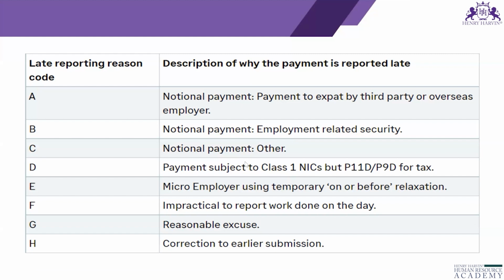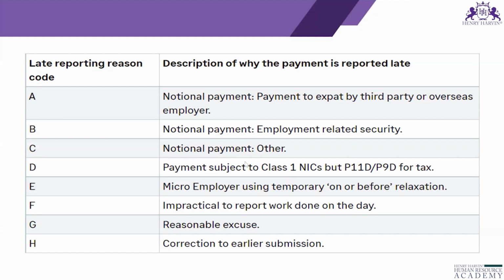D code, you can use for payment subject to class 1 NIC but P11D or P9D for tax. So this is for year end that you select. In that case, if it is delayed, you can mention that this is related to class 1 NIC. This is not a regular pay, so HMRC will understand.